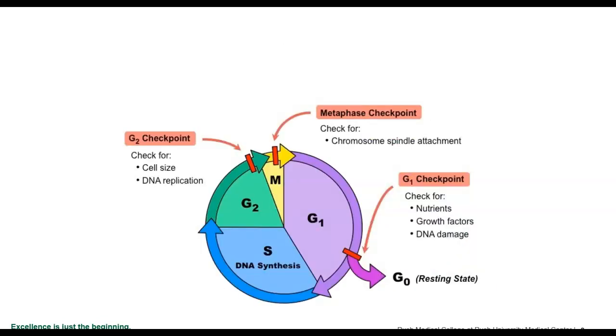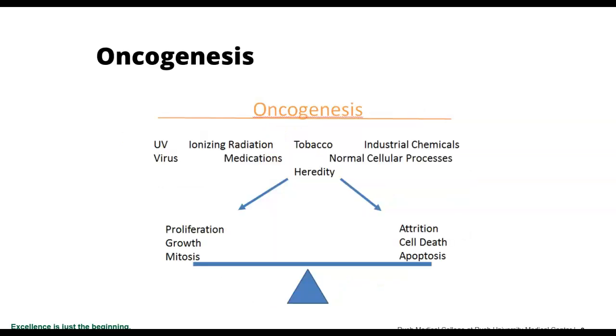And so here's a G1 checkpoint. Is there enough nutrition, growth factors? Is there damage to DNA? If there is, you ain't going on to DNA synthesis. After we, again, replicate our 3 billion base pairs and we double check, there's another checkpoint. Is it the right size? Did we make all our fixes? And then finally, there's a checkpoint in mitosis to make sure before cell division.